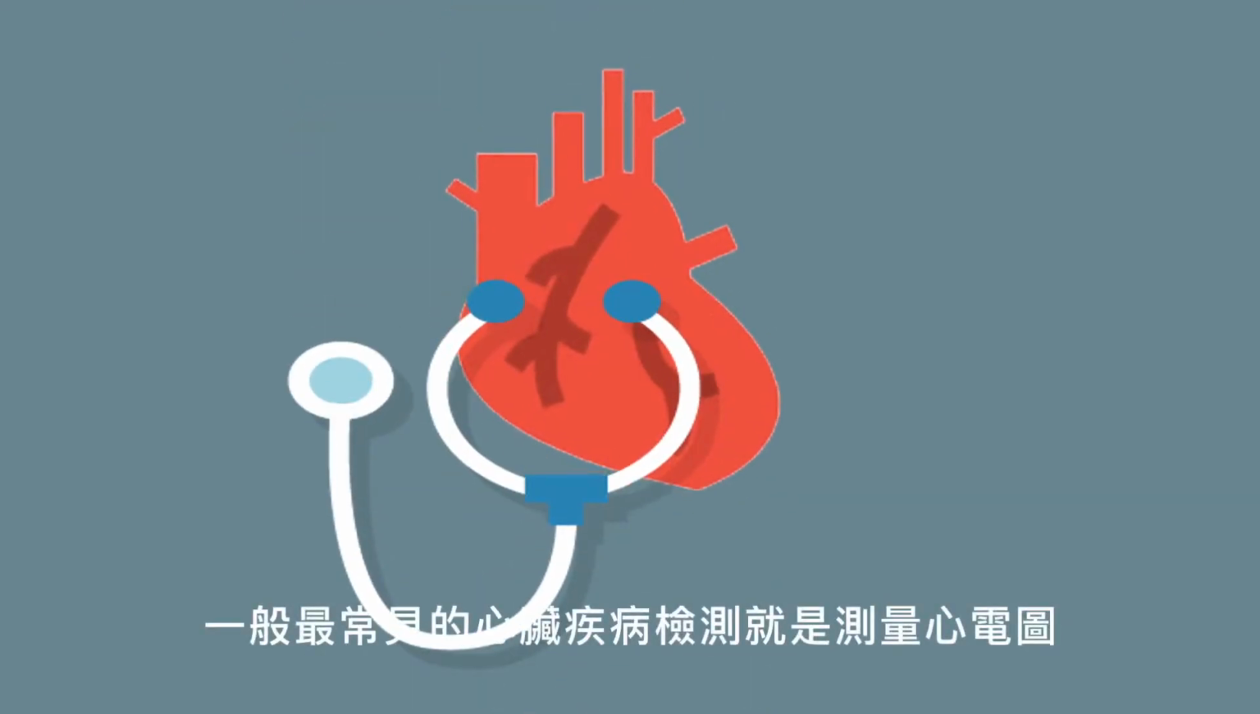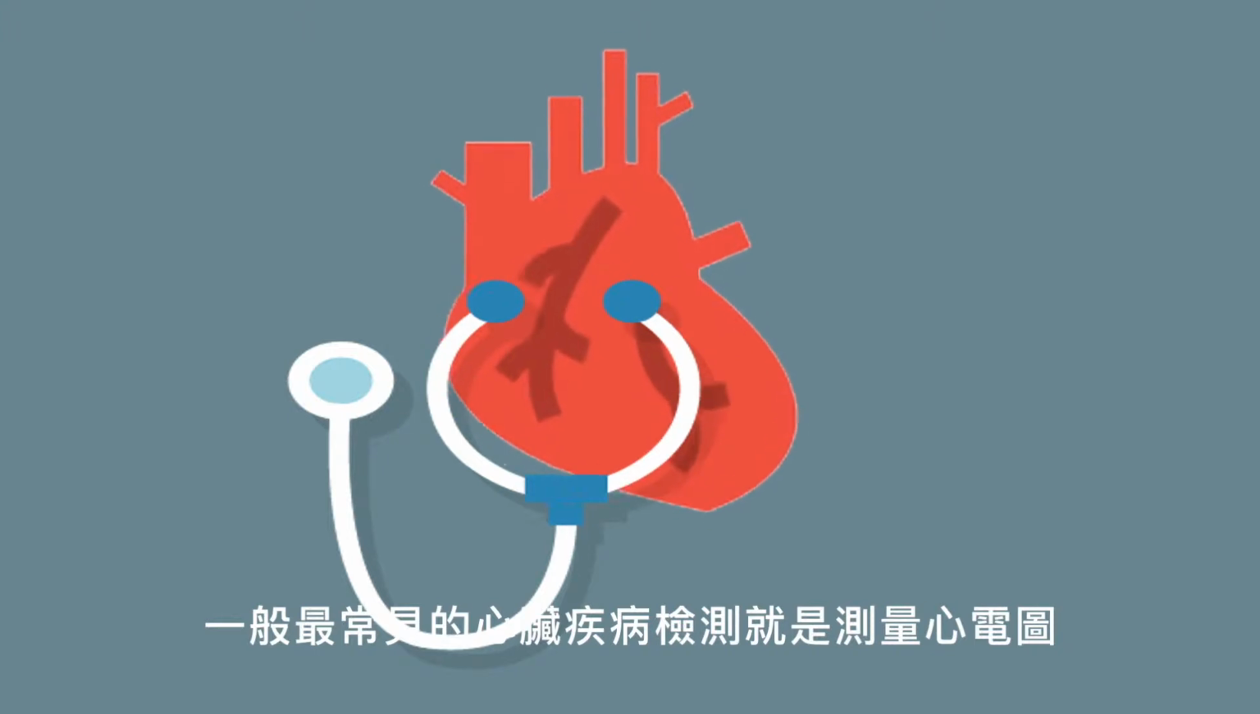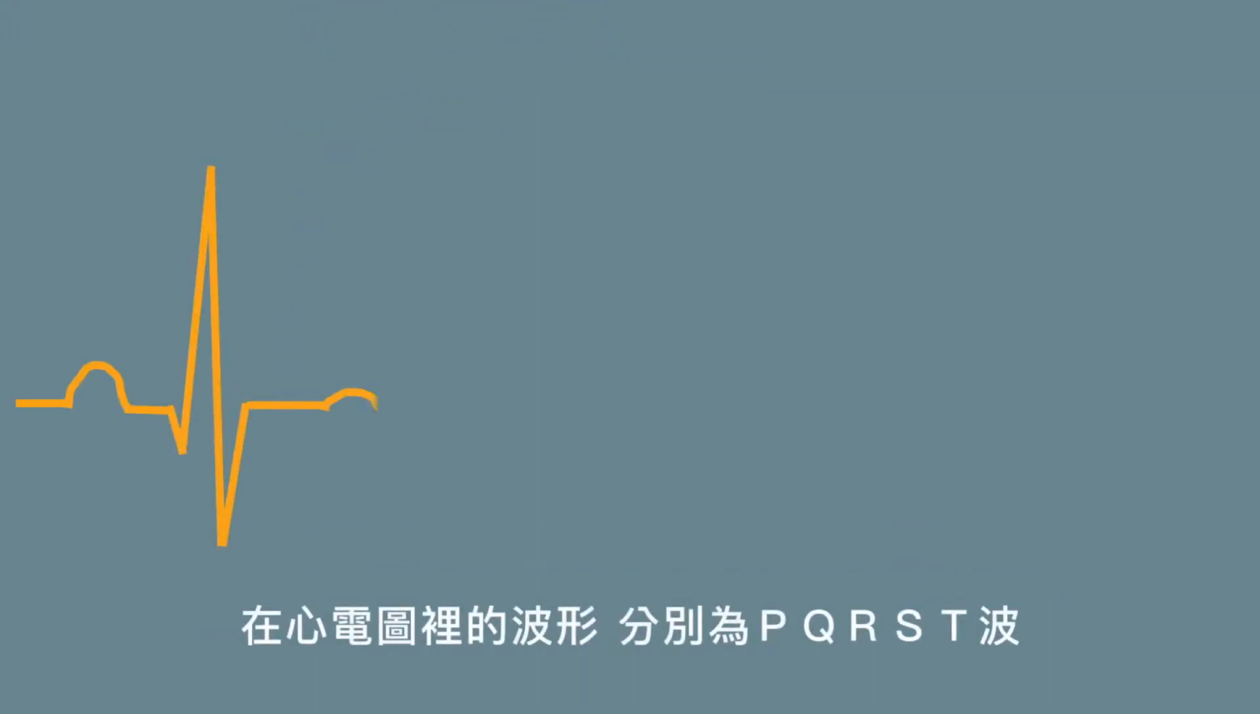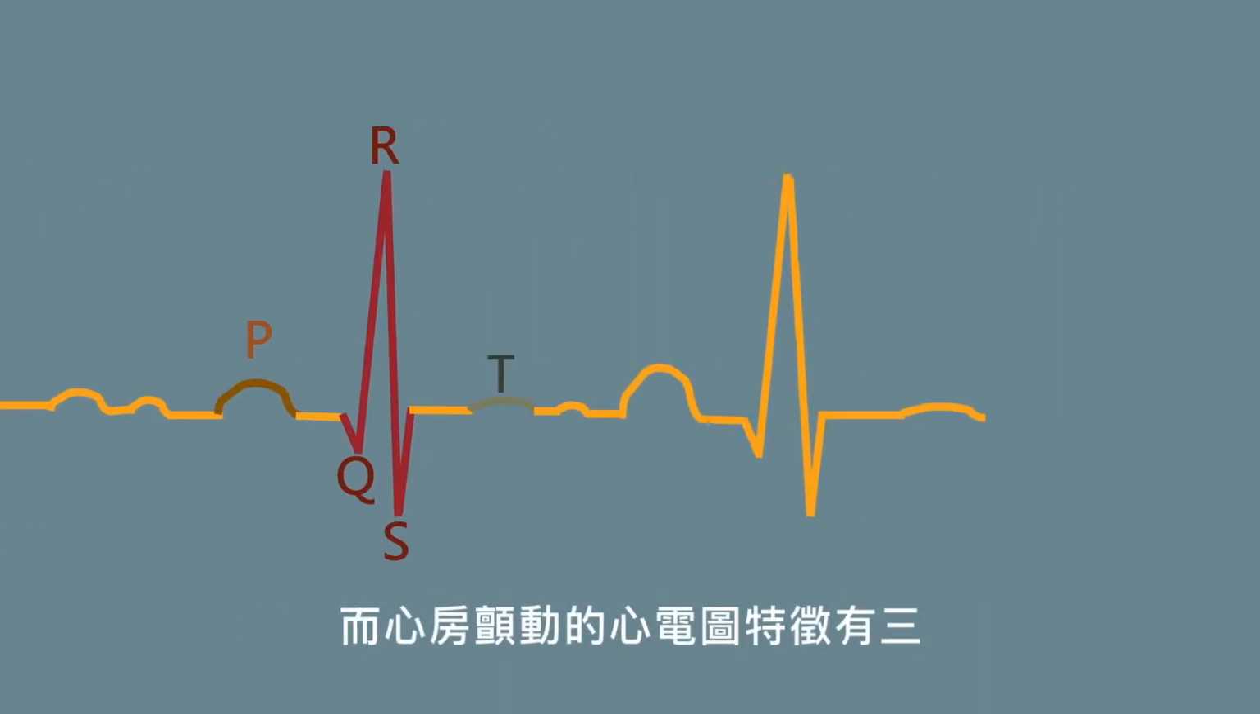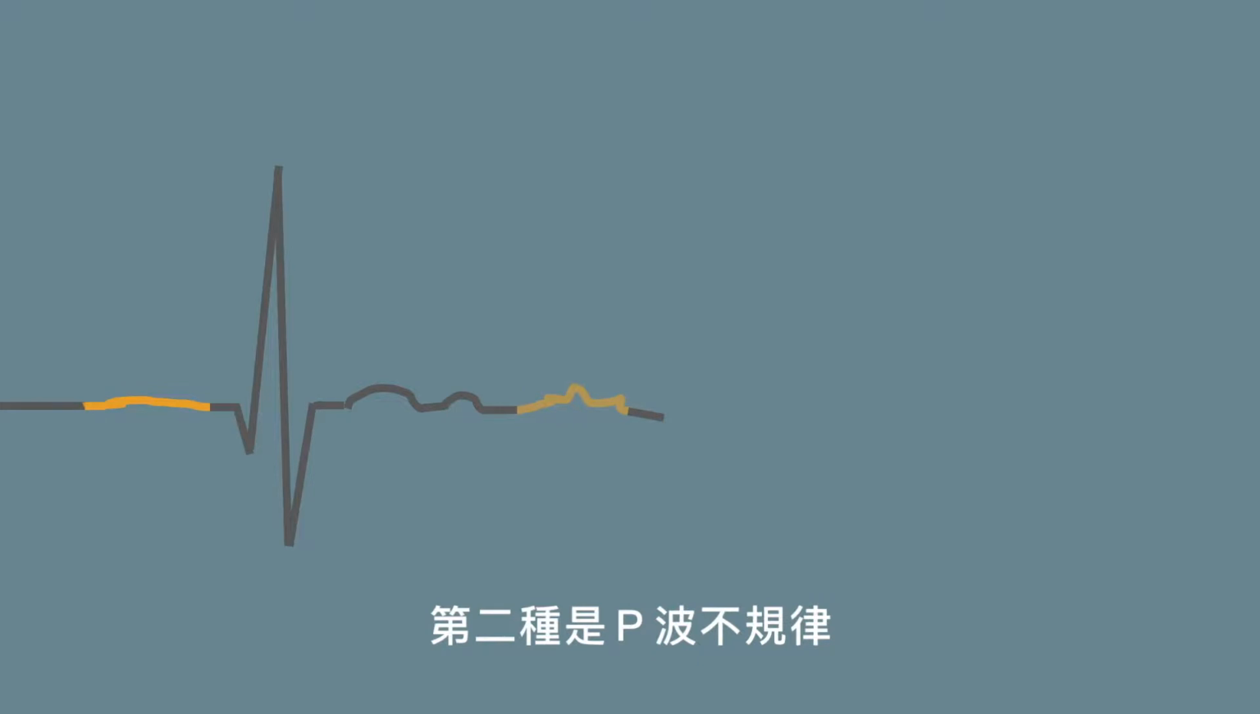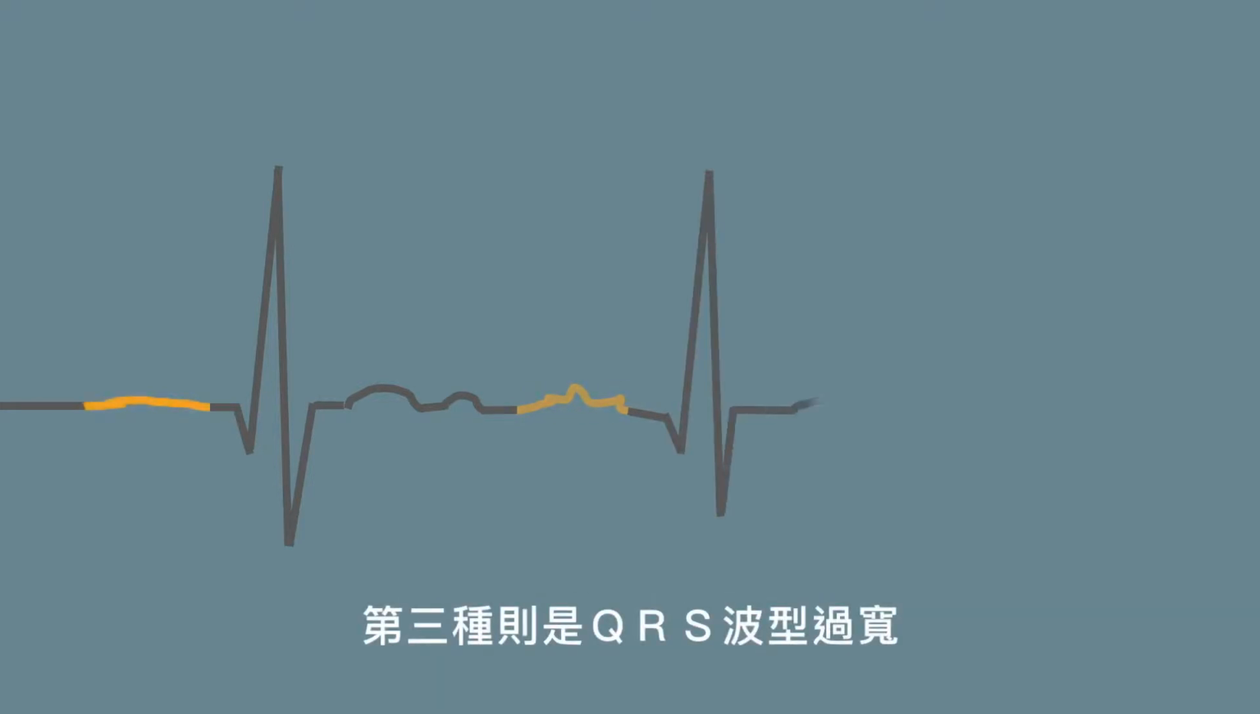Well, in general, a common way to detect heart problems is to use an electrocardiogram. There are P, Q, R, S, and T complex waves. And in atrial fibrillation, there are three cases. First, the absence of P wave. Second, the irregularity of P wave. Third, the QRS complex should be narrow.